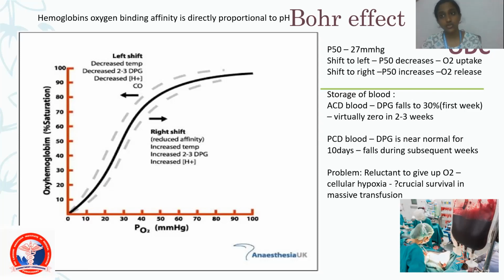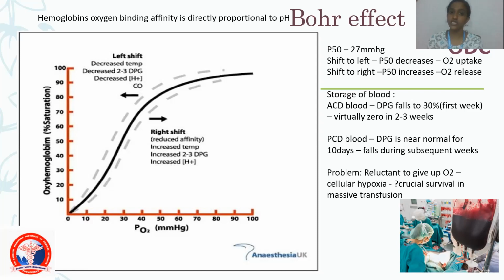And when you see stored blood after 2 to 3 weeks, if you are transfusing ACD stored blood into a patient, the DPG will almost be at a 0 level. So whenever there is a decrease in the 2,3 DPG, there will be a leftward shift, which means there will be only oxygen uptake, whereas there won't be any oxygen released to the peripheries. There is no use when there is only oxygen uptake and no release to the periphery level.